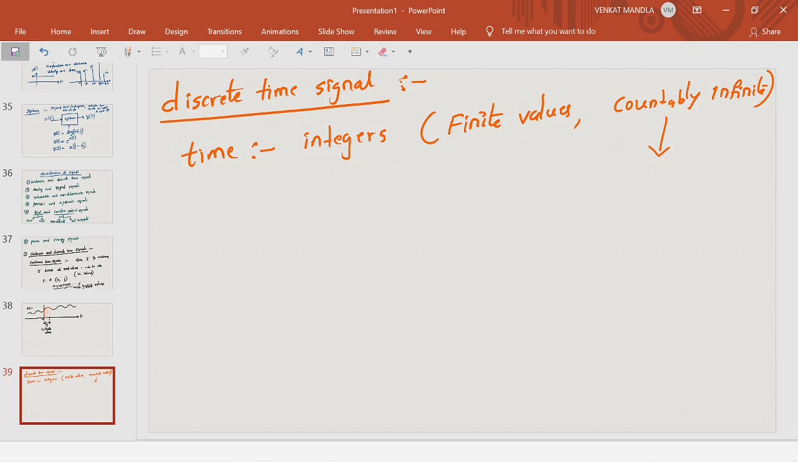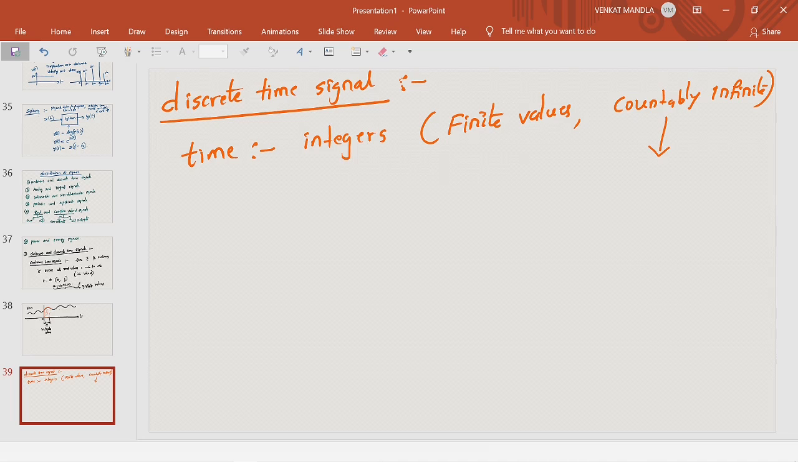So we can count. Or finite values. Finite values means not too many, not infinite values. Some 1000 values, or some 50, some 100 samples, some 1000 samples, like that. The finite values. So time takes only integers.